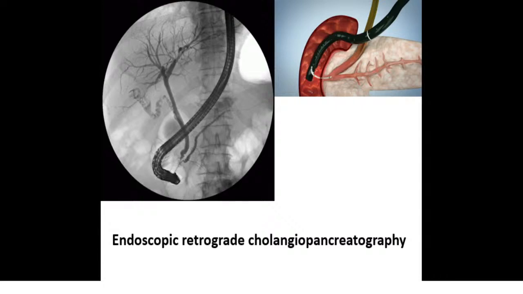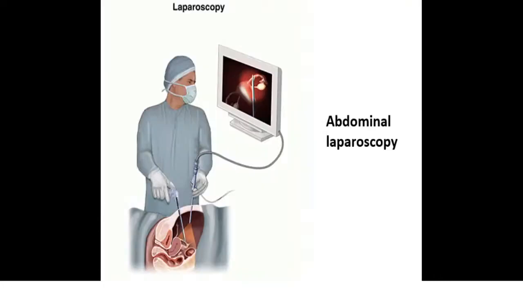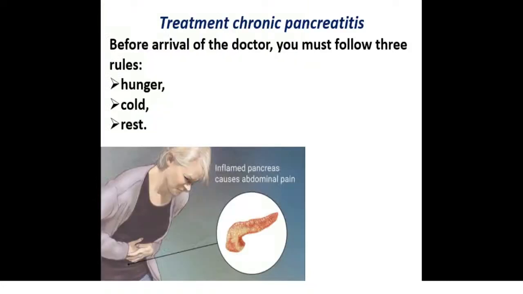And another very important examination method is endoscopic retrograde cholangiopancreatography, and then we can study the structure of the parenchyma of the pancreas and how the pancreatic duct changes. And if we cannot determine it, we can do abdominal laparoscopy, and then we can also determine chronic pancreatitis.